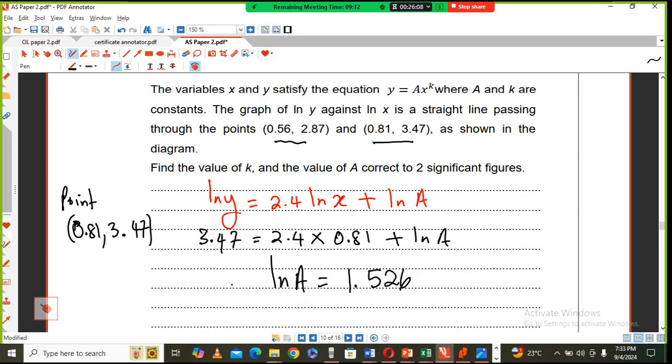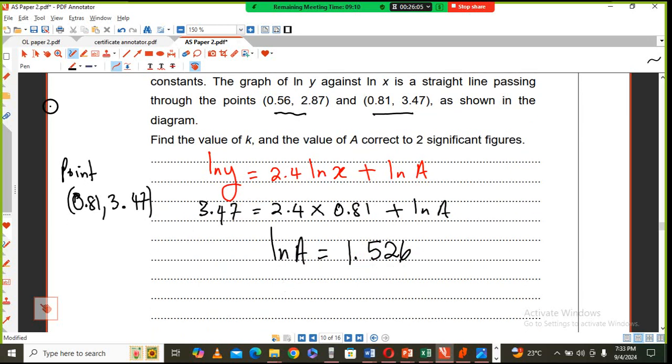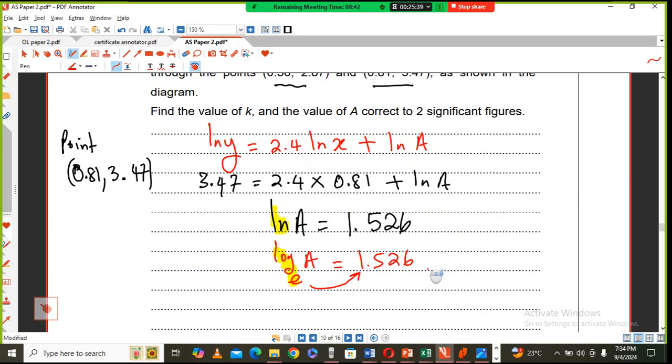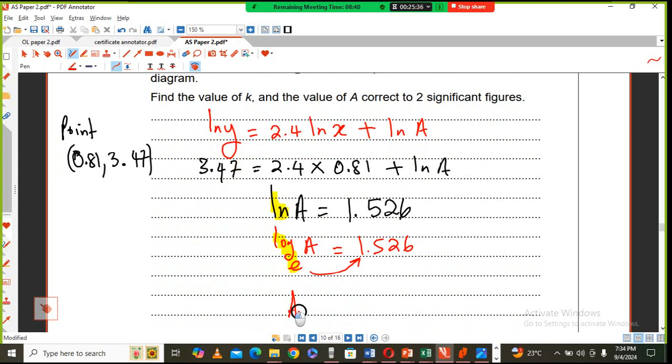Okay. Now, in any case, if you are a bit confused, the natural log is nothing but log base E. You follow? This whole thing, natural log and log base E, is the same thing. So the reason I wrote it like that is so that I can change this from log form to exponential form in order for me to find the value of A. So A is going to be E raised to the power of 1.526, which is a calculated value that you can punch in and you get 4.6.